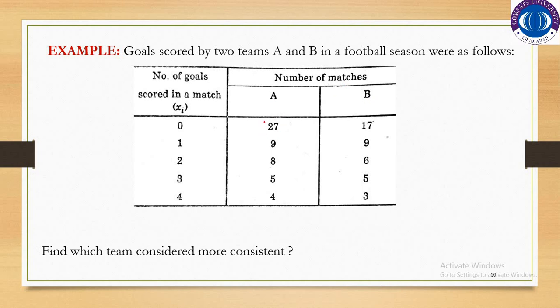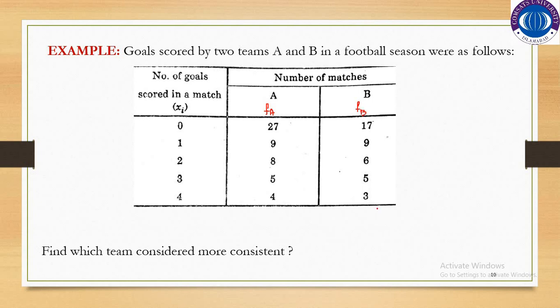This means that in 27 matches, team A has scored 0 goals. And in 17 matches, team B has scored 0 goals. Similarly, in 5 matches, team A has scored 3 goals. So this is basically a discrete grouped frequency distribution. This is the frequency for team A, and this would be the frequency for team B.